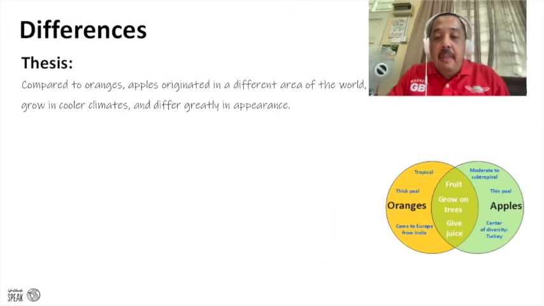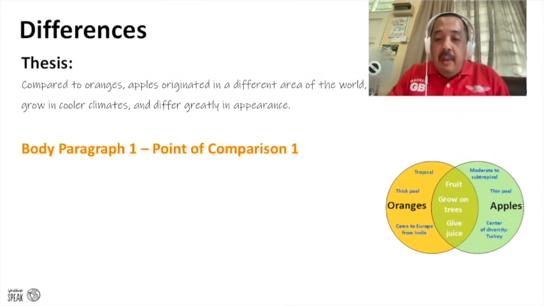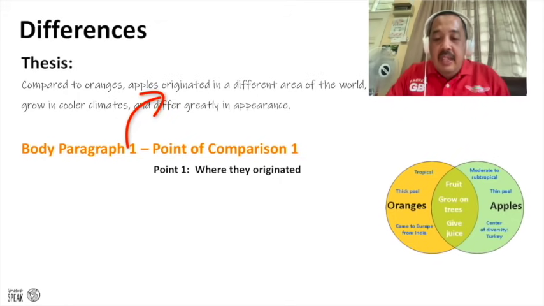So let's say our main focus of our essay is on differences, and here is our thesis. Compared to oranges, apples originated in a different area of the world, grow in cooler climates, and differ greatly in appearance. So my three body paragraphs, what are those going to look like? Well, body paragraph number one, point of comparison number one, is going to be where they originated. Do you see how I mentioned that first in my thesis?